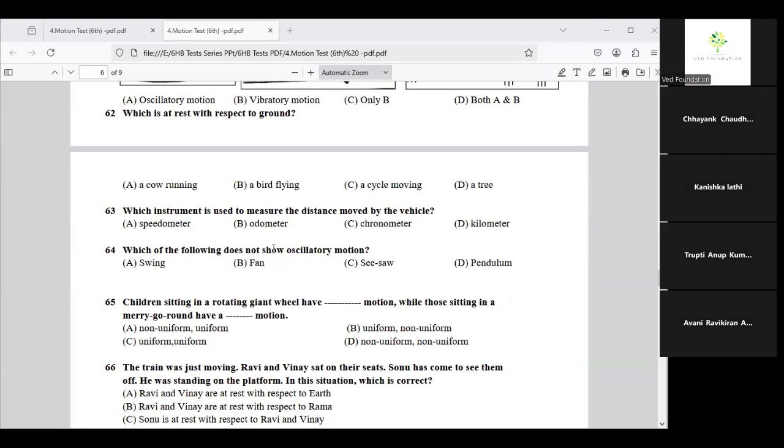64. Which of the following does not show oscillatory motion? And options are swing, fan, seesaw, pendulum. Among the given options, motion of fan is circular or rotatory. In other three options, they have oscillatory motion. So correct answer is option B. Fan does not show oscillatory motion.